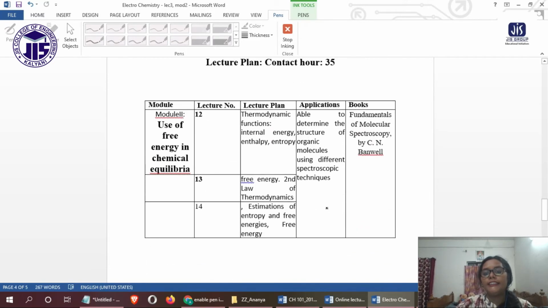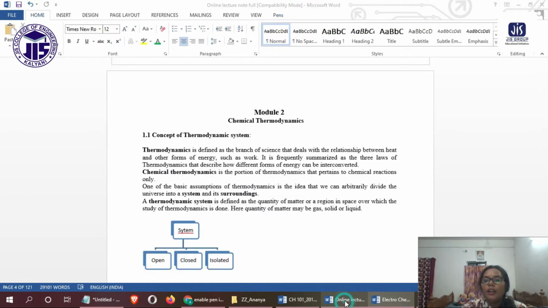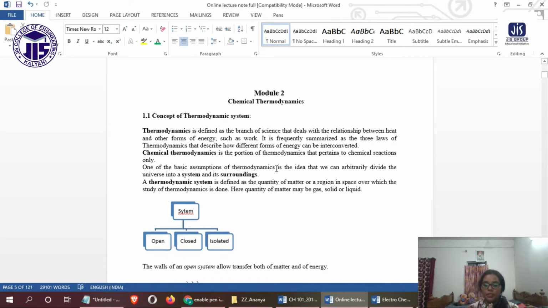This is the lecture plan for the thermodynamics chapter. Sorry, this will be lecture 9, the next will be lecture number 10, and this will be 11. There are 3 lectures we have. So the second lecture today we will discuss. Now, just at a glance, we will recapitulate whatever we discussed in our previous class.